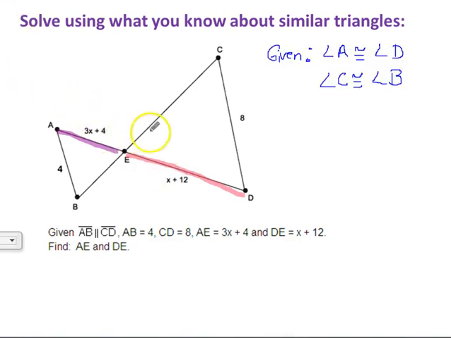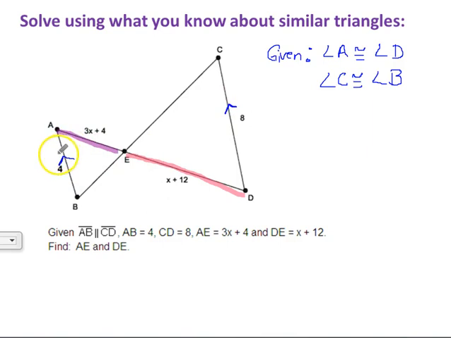So the first thing that we need to do to be able to solve for x is prove that these two triangles are congruent. So we need to prove that triangle ABE is congruent to triangle CED. To do that, we're going to use the information given that these two sides are parallel.